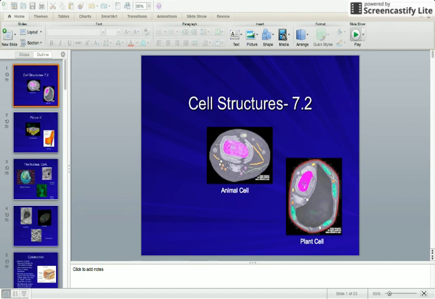Prokaryotic cells do not have a nucleus, but they do have DNA that is located within the organism, and it has the same kind of instructions. The nucleus is surrounded by a nuclear envelope and it's composed of two membranes. The nuclear envelope has thousands and thousands of little pores which let materials move in and out of the nucleus.